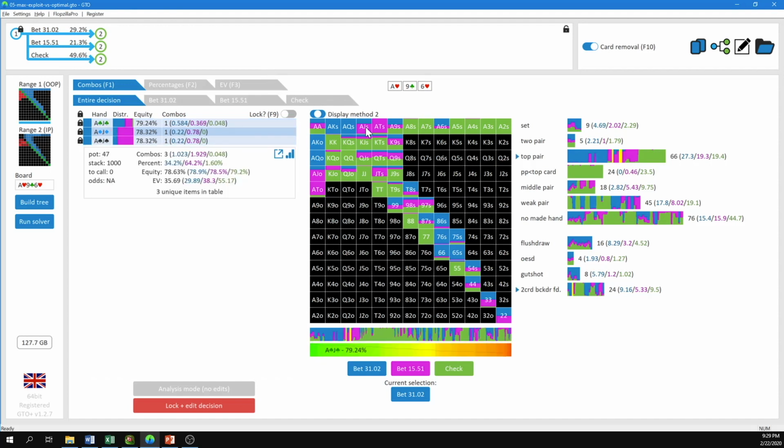What I also realize is that I'm never going to be able to implement this properly in game. So I'm not going to be able to, using Ace Jack as an example here, actually bet Ace Jack of clubs for a large sizing about half the time, and then bet for a small sizing a smaller portion of the time, and then check 5% of the time. Like there's no way I'm able to mix that effectively.